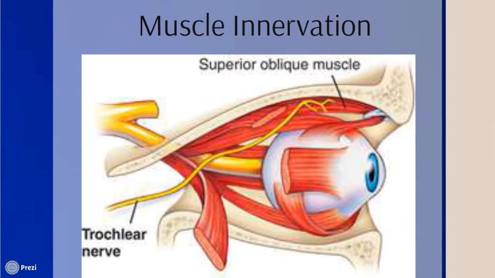We will now discuss the muscle that the trochlear nerve innervates. The trochlear nerve innervates the ipsilateral superior oblique muscle of the eye. This muscle is responsible for turning the eyeball down and outward.